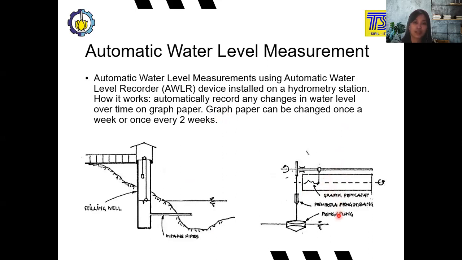The water level can be seen in the graph, either increasing or decreasing. You can directly see it as the result of the automatic water level measurement.